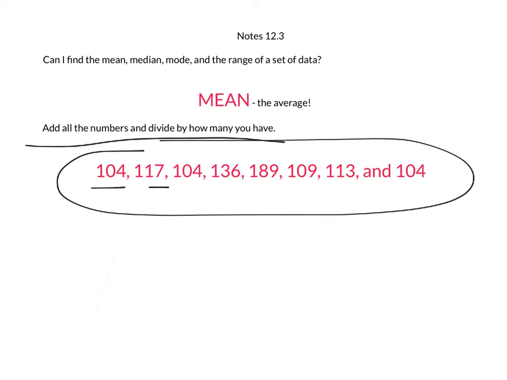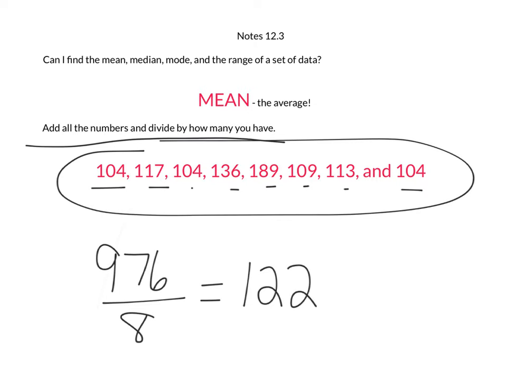We have 1, 2, 3, 4, 5, 6, 7, 8 numbers. And when we type all of those into our calculator and add them up, you should get 976. And because we have 8 numbers, we're going to divide by 8, and our average here is 122. And that's how you find the average, also known as the mean. Let's go ahead and move on to median.